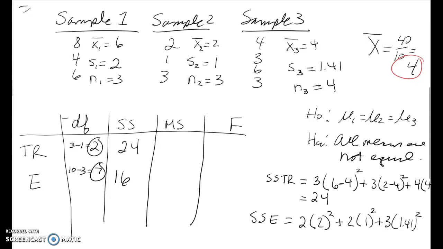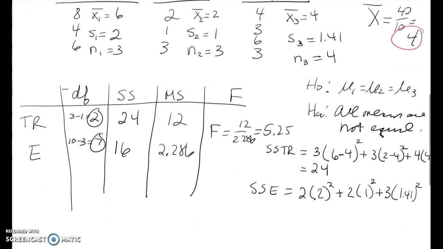For the mean, you're going to simply take 24 divided by 2. It's going to give you 12. 16 divided by 7 gives you about 2.286. And I'm going to run out of time on this particular video, so let's get that F test statistic, of course, is the 12 divided by 2.286 gives us 5.25.